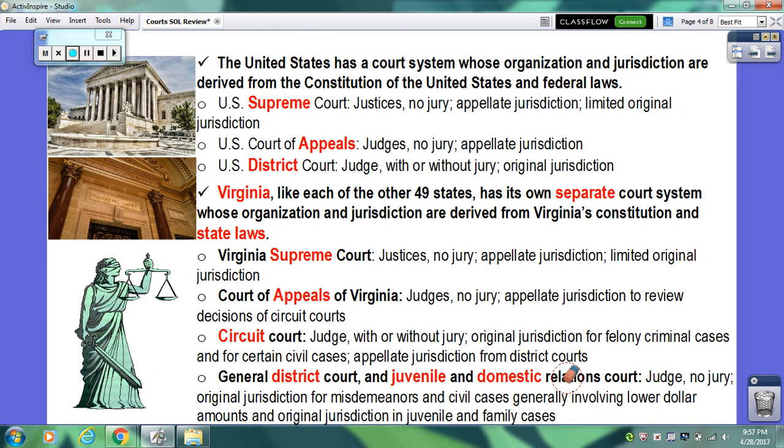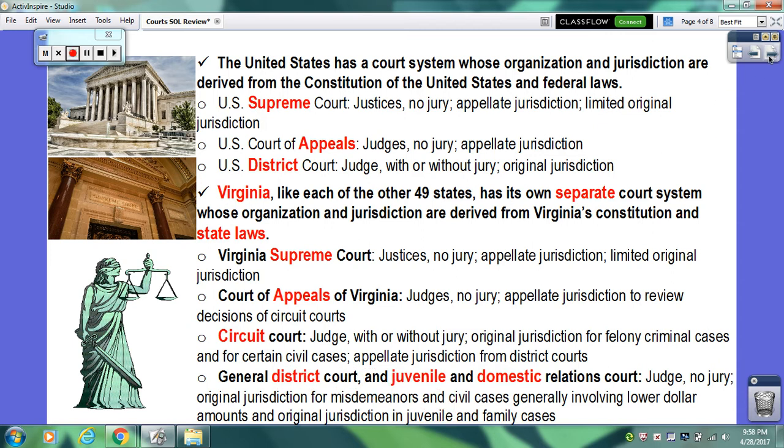So the state courts, obviously there's 4 levels, and if you look at the first letters of the 4 levels, we have S, we have A, we have C, we have D, J. So the state courts, you could say, are a SAC DJ. The federal courts would be SAD, and the state courts would be a SAC DJ, for district and juvenile.